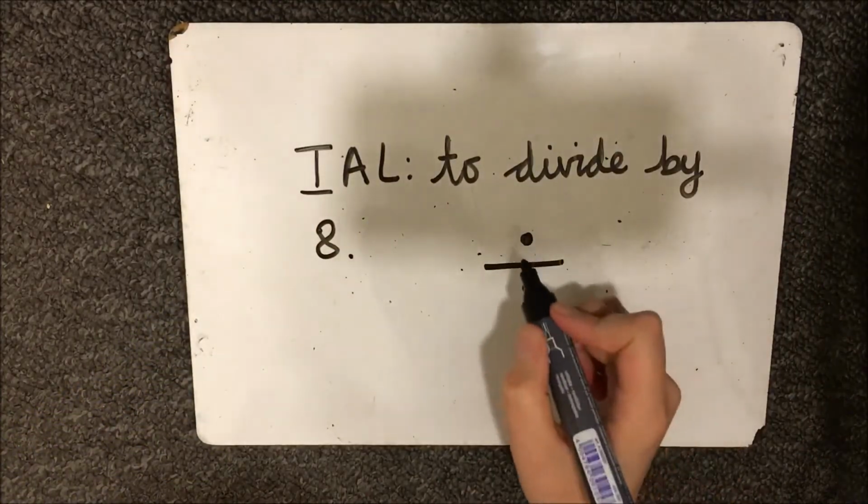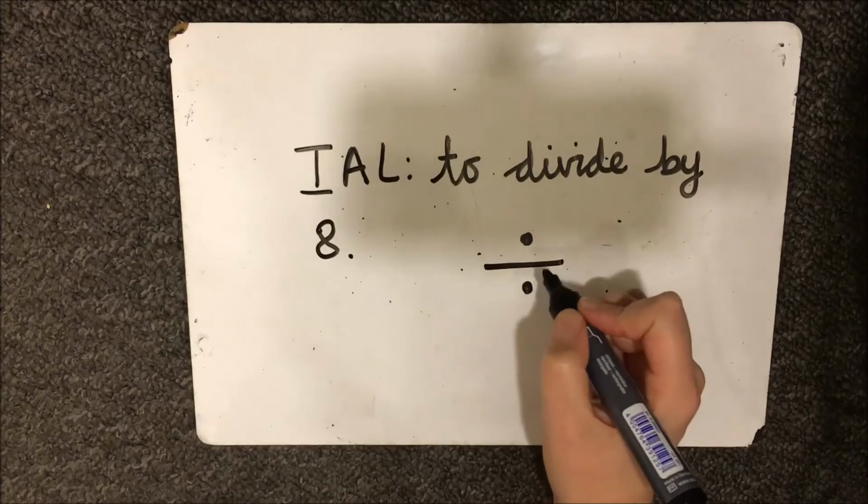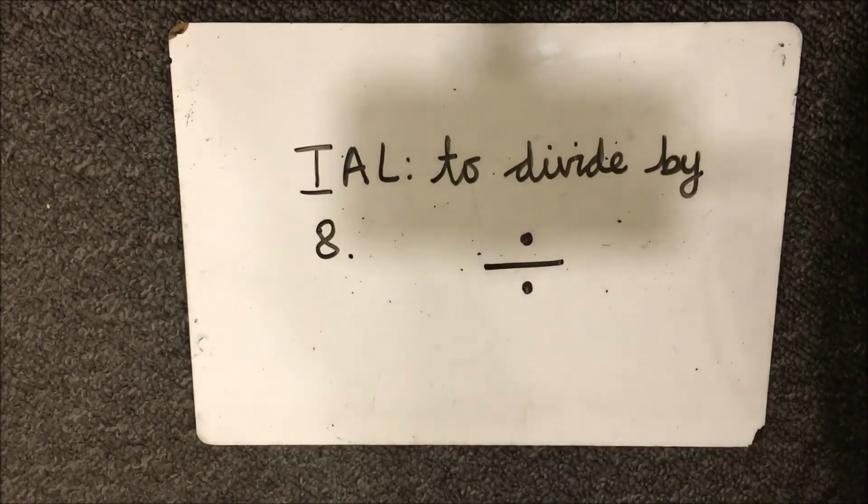I like to think of it as, do you remember? 1 for me, 1 for you. 1 for me, 1 for you. As when we divide or share, it must be fair. Each person must get the same.